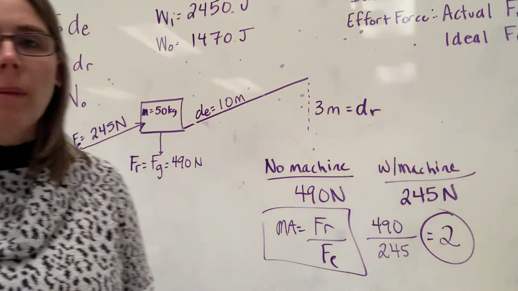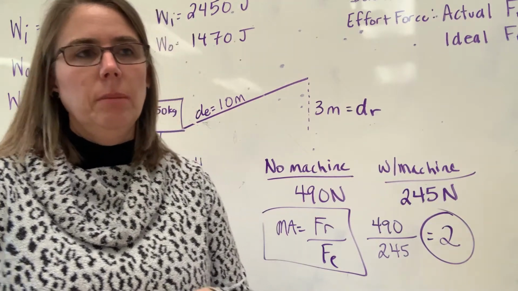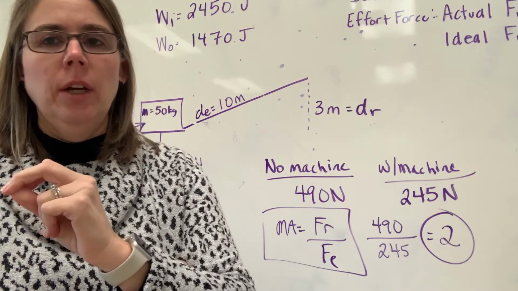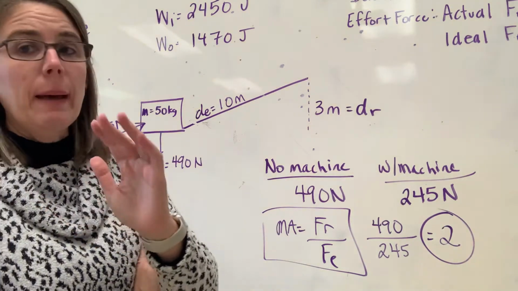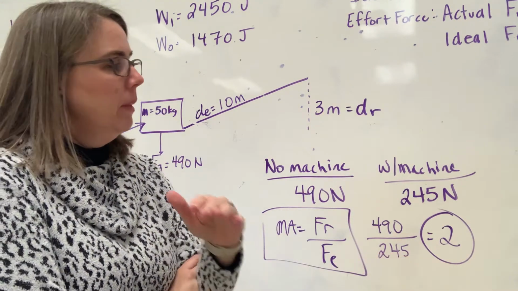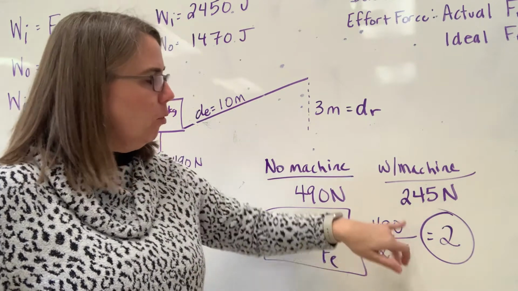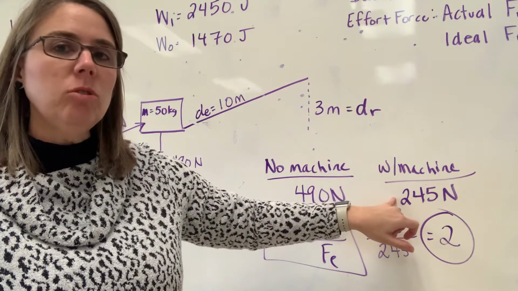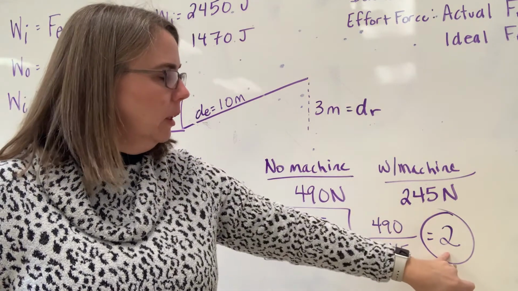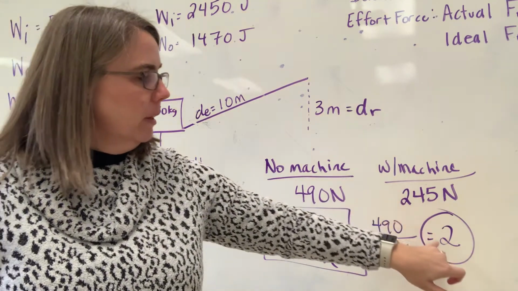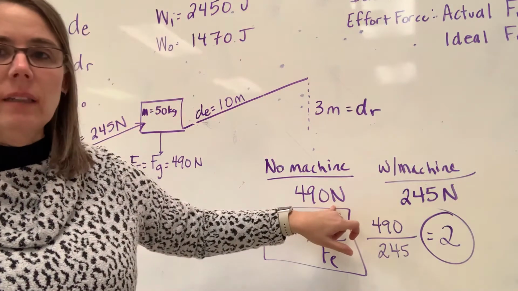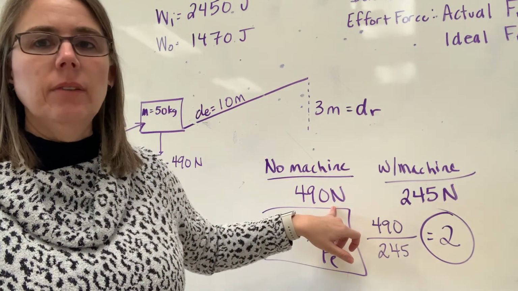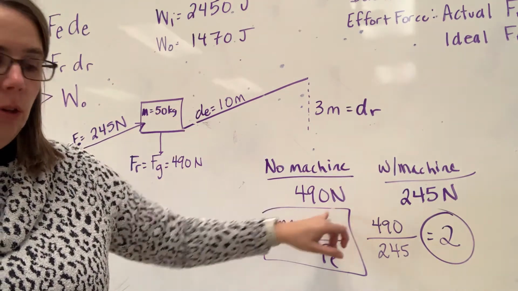And so let me remind you the definition of mechanical advantage. The mechanical advantage is how much a machine multiplies your effort force. So what does that mean? Well, looking at this, what was my effort force? My effort force was 245. By using this inclined plane, I'm multiplying my effort force by 2. So 245 times 2 is 490. It's telling me that I can lift something, with this machine, I can lift something that weighs 490 newtons.